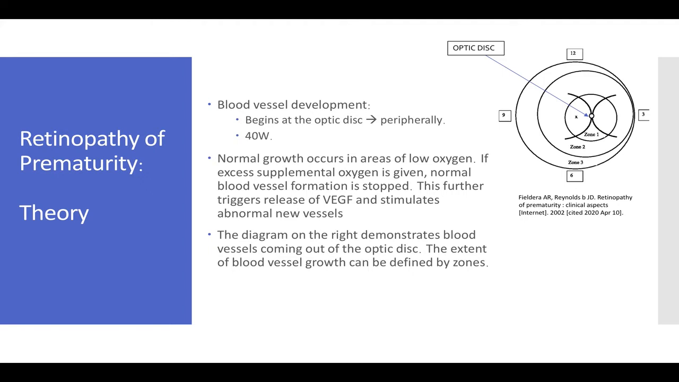The diagram on the right demonstrates blood vessels coming out of the optic disc. The extent of blood vessel growth can be defined by zones. This is beyond the scope of the tutorial today. However, the zones are often used by ophthalmologists to identify the degree of ROP.